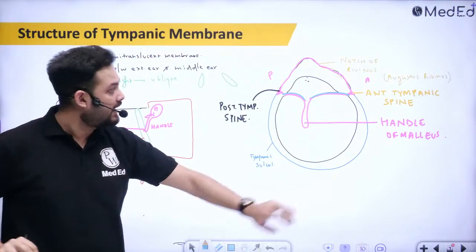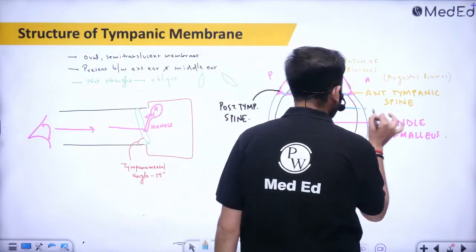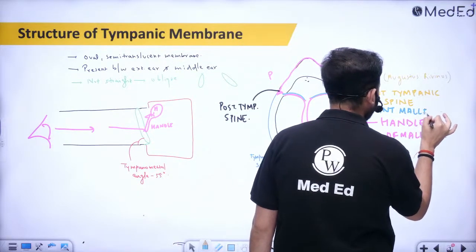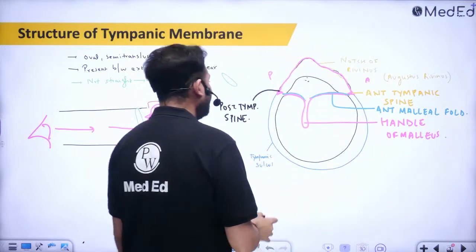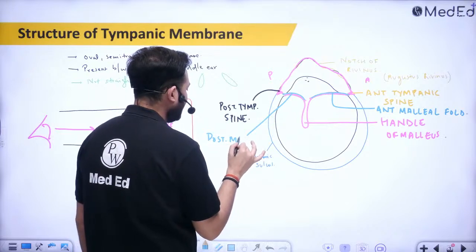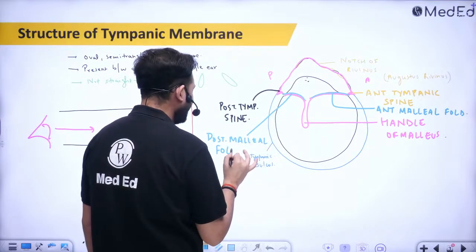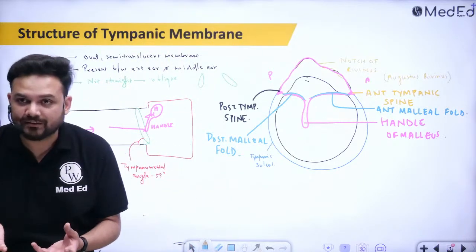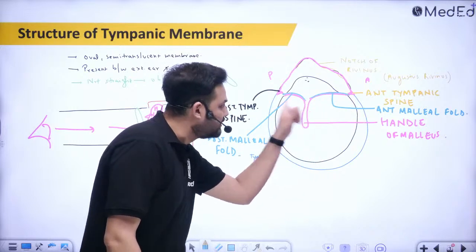Correct? इस fold को we will call it as anterior malleal fold, and we will call this fold as posterior malleal fold. यानी कि ये होते क्या हैं? These are nothing but just fibrous folds. ये फाइबर से बने होते हैं, right? And they are extending from tympanic spine and they are attaching to the malleus.